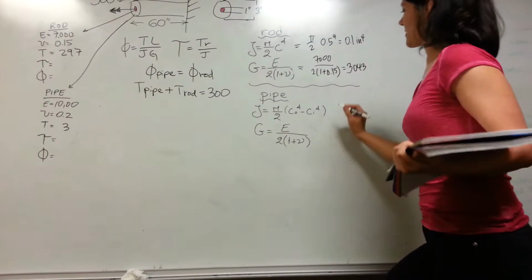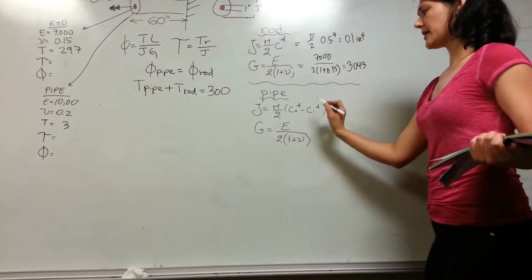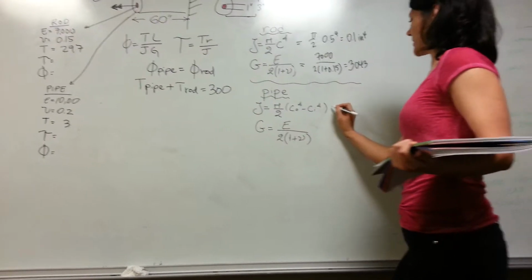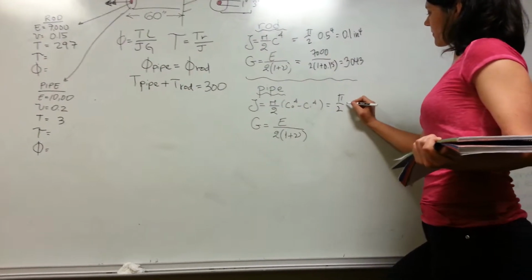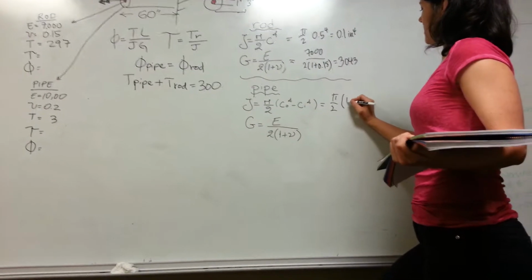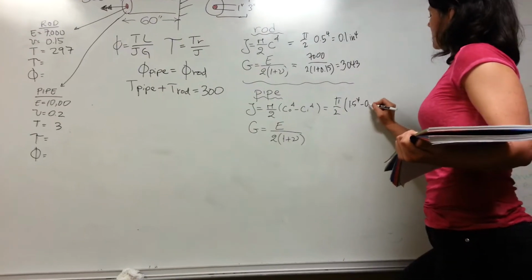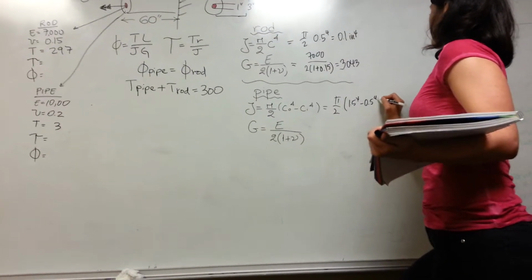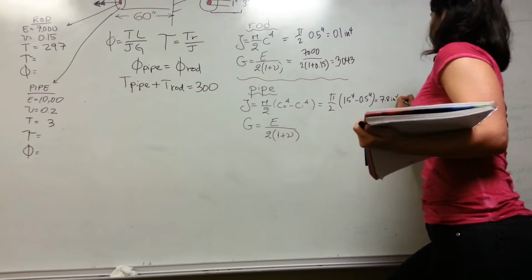Now the J of the pipe is a little more complicated. We have to subtract the inner radius from the outer radius. So pi over 2 again. The outer radius will be 1.5, to the fourth, and the inner is 0.5, to the fourth. So that is equal to 7.8 inches to the fourth.